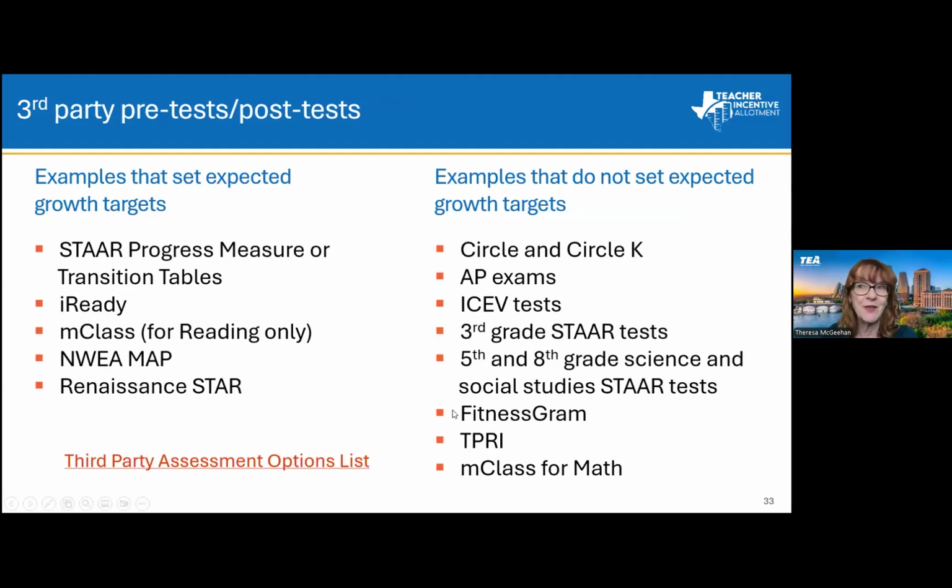Luckily, we have a list for that. You can look at this third-party options list. It will tell you examples of ones, and every test is listed and it says whether it contains expected growth targets or not. Some common examples that do set expected growth target: STAR, you can use the transition tables, or progress measure, iReady, MClass for reading only.